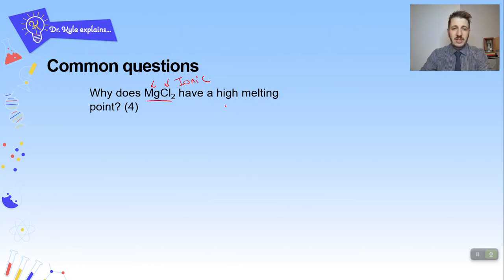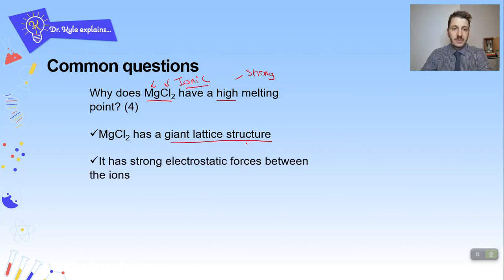The next thing you need to identify is that it says high melting point. And so if something has a high melting point, you should straight away think it has a strong bond. It has to. You can't have a weak bond for a high melting point. That doesn't work. Okay, so let's go into the answer then. So magnesium chloride has a giant lattice structure. So whenever we identify something as ionic, it has to have a giant lattice structure. It has strong electrostatic forces of attraction.